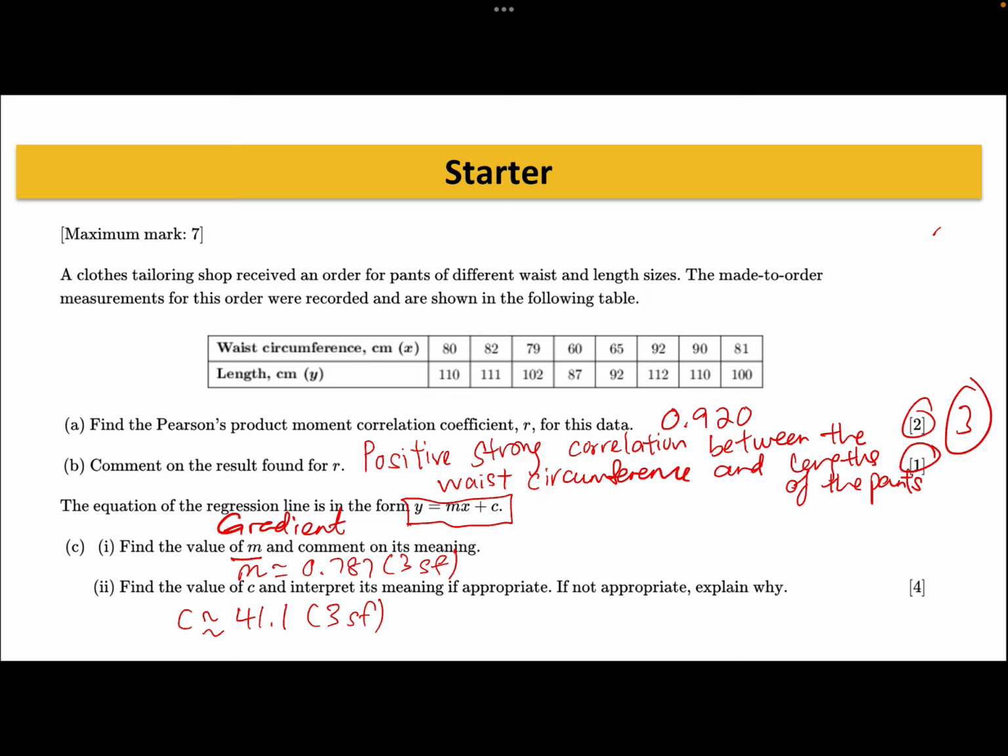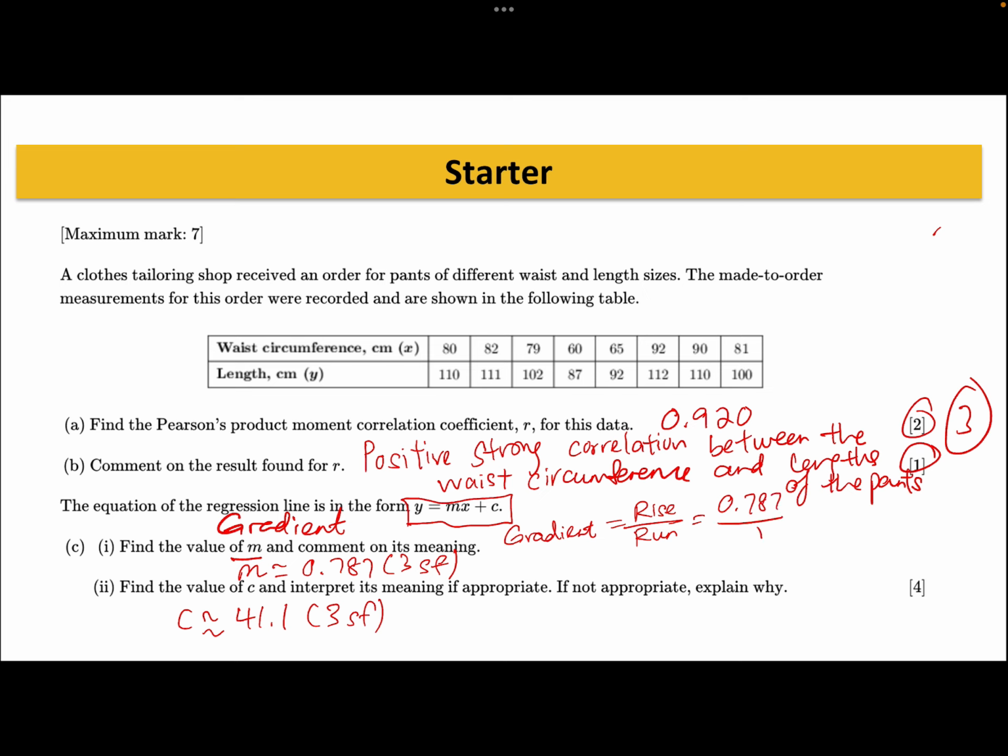Now what we're going to do is some interpretations of what m is and what c is. If we look at what m is, let's go back to the theory of gradient, the understanding of gradient. Gradient is the same thing as rise over run, which is the change in y divided by the change in x. Theoretically speaking, if we have 0.787, we could have written this as 0.787 divided by 1.